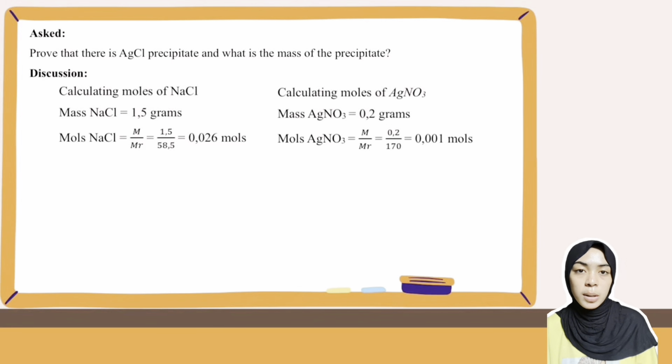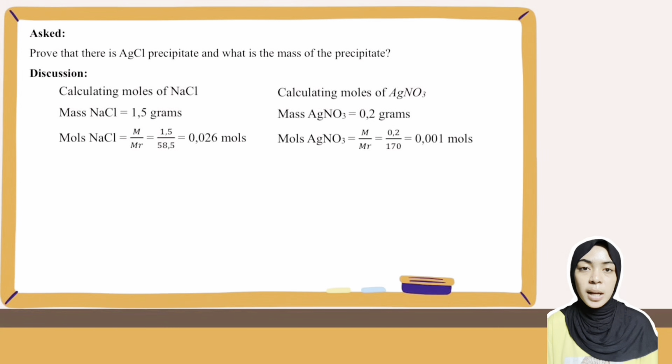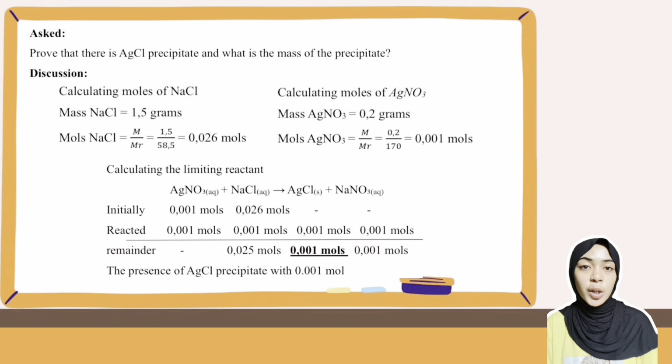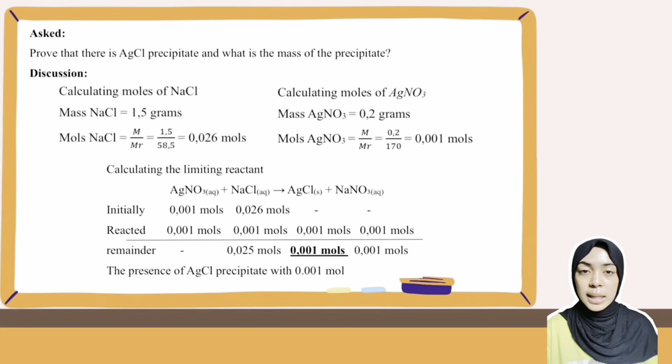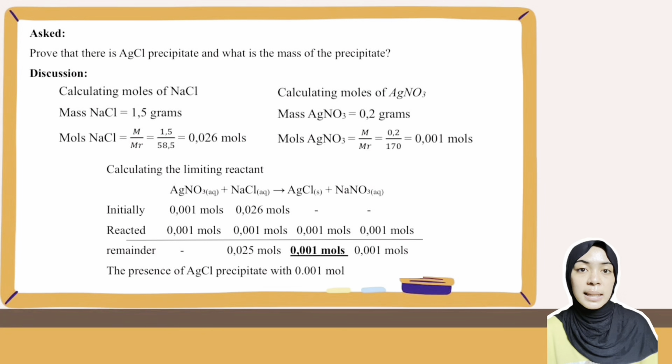After finding the moles, we write the balanced chemical equation. Silver nitrate plus natrium chloride produces silver chloride plus natrium nitrate. This shows that silver nitrate reacts with natrium chloride in a 1:1 molar ratio. Now, to find the limiting reactant, we compare the moles: silver nitrate has only 0.001 moles, while natrium chloride has 0.026 moles. Silver nitrate will be completely used up first, so silver nitrate is the limiting reactant.